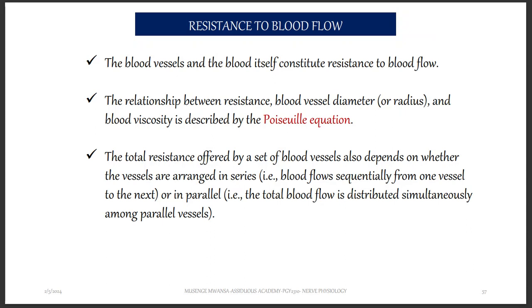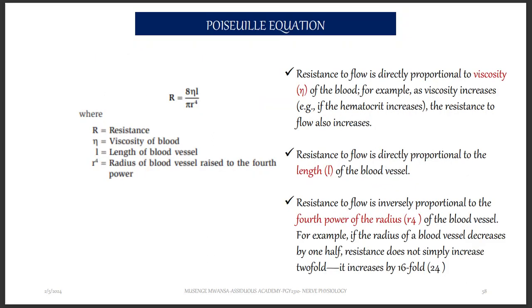Resistance to blood flow is best explained by Poiseuille's equation. Poiseuille's equation tells us that resistance is 8 times viscosity times the length of the tube divided by pi r to the power 4. Meaning that if you reduce the radius, the resistance of that artery or vein or whatsoever is going to increase by a very big factor.